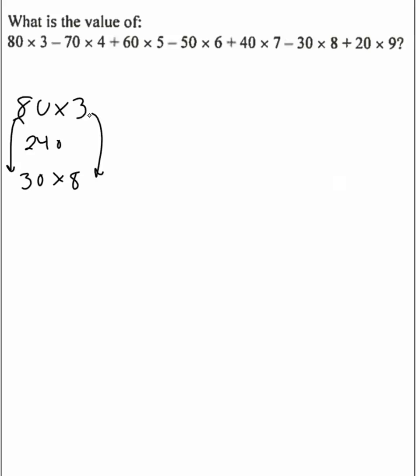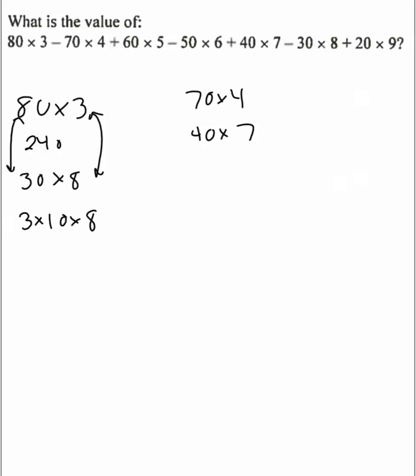This relationship, these are equal, because this is really 8 groups of 10 times 3. This is 3 groups of 10 times 8. Really, you can move that around. 8 groups of 10 times 3, 3 groups of 10 times 8. They're the same thing. Likewise, you're going to find that with 70 times 4 and 40 times 7.